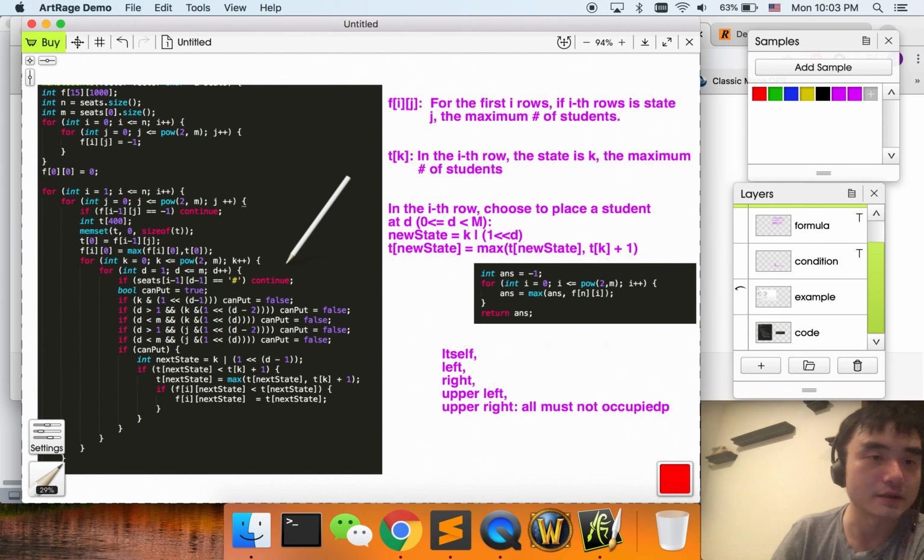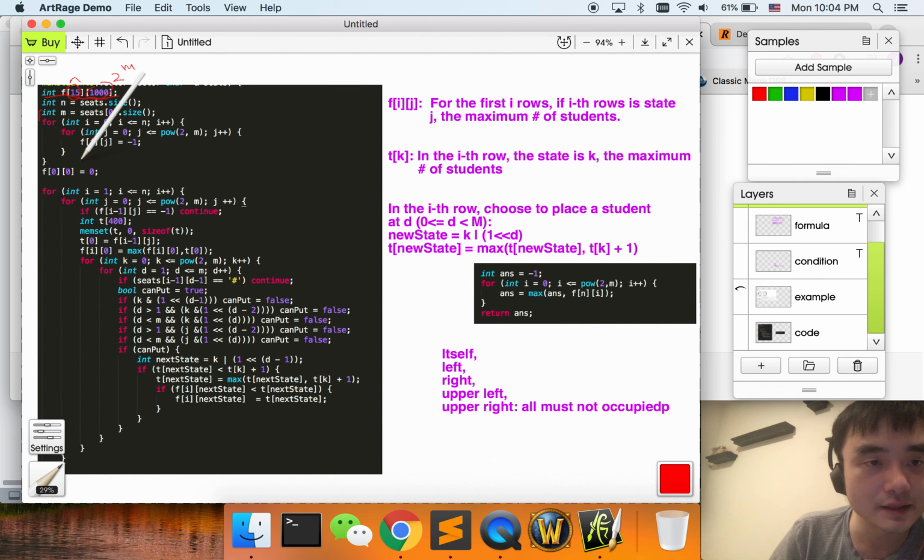So here is the code. We initialize the f. This is n rows, and this is our 2 to the power of n states. We get n and n. Then we set the initial value to -1. So -1 means we cannot get this kind of state, right?